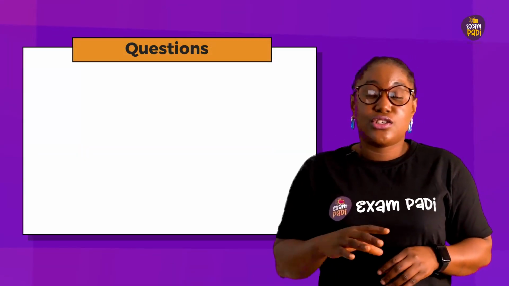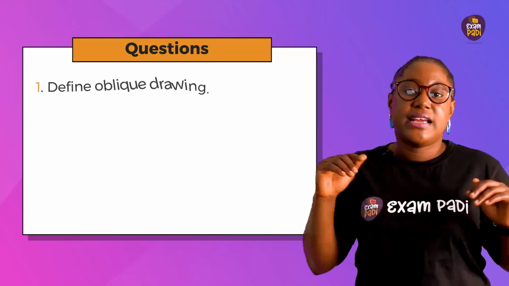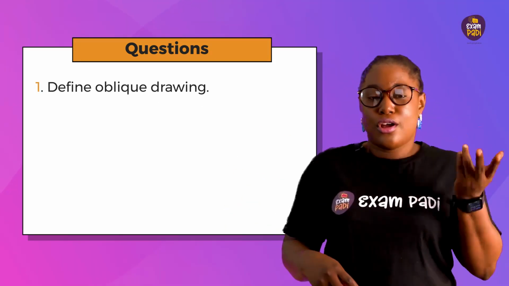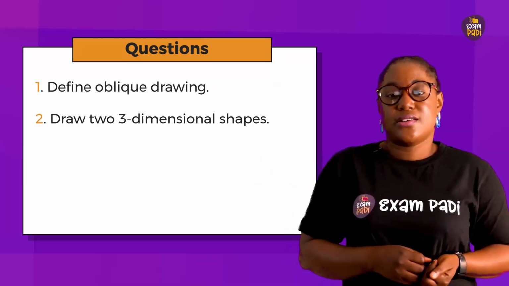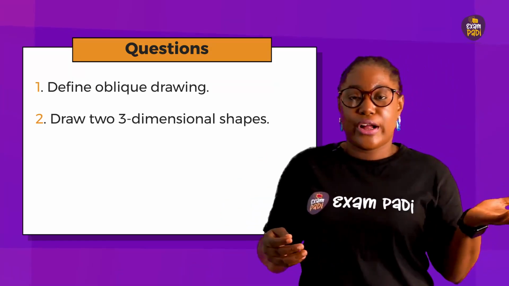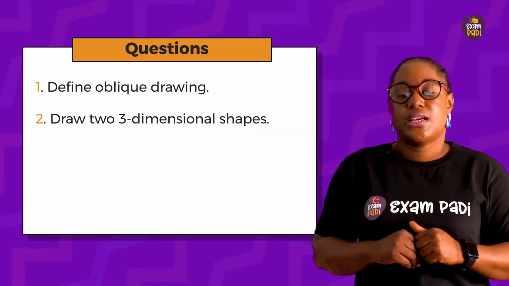Now, answer the following questions to test your knowledge of the topic. Number 1, define an oblique drawing. Number 2, draw 2 simple shaped objects, either a cone or a cylinder or any of the above named shapes.